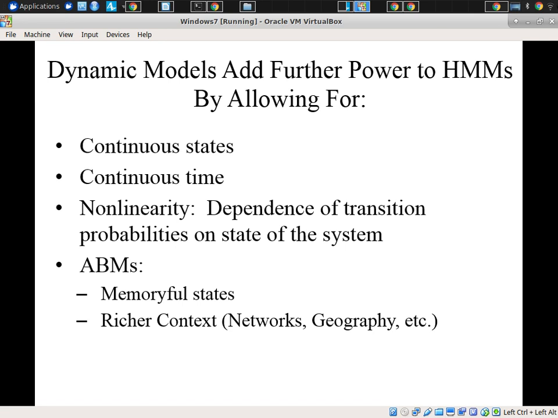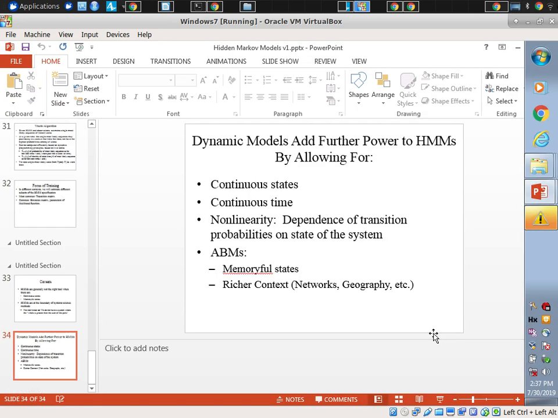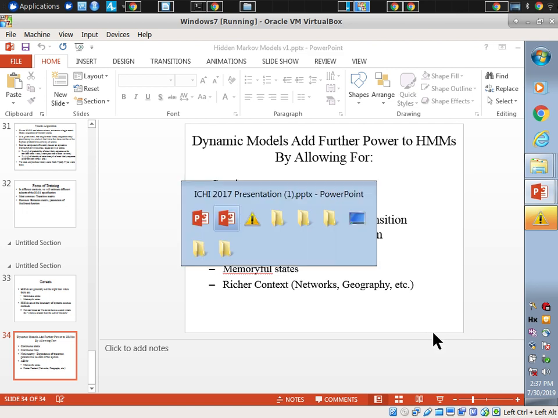Dynamic models add further power to HMMs by allowing continuous states, continuous time, nonlinearity, and memoryful states in richer contexts. And we're going to be seeing them with particle filtering. So this gives some understanding of HMMs.